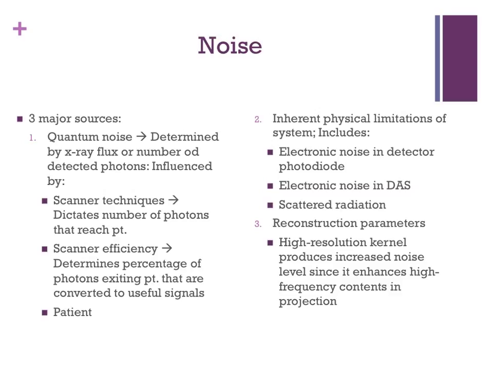Number 2, the inherent physical limitations of the system, and this includes electronic noise in the detector photodiode, electronic noise in the DAS, scattered radiation, and many other factors. Take a look at figure 9.29 in your book to see an oval phantom with 2 different DASs while other acquisition parameters stay the same. You can see that a significant reduction in noise is seen with the lower DAS.